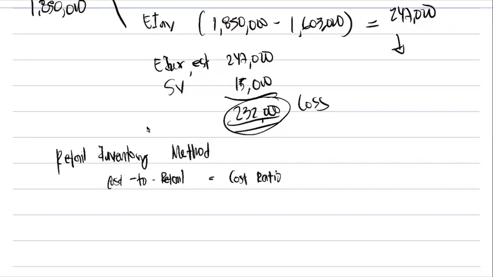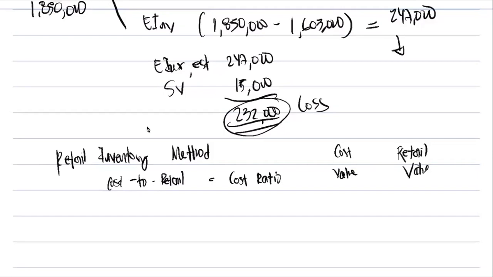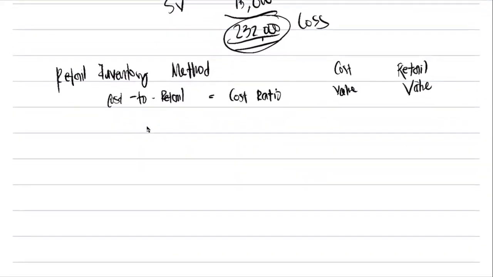So normally, you can say that this is a retail inventory method if the problem gives you a cost value and a retail value. So how do we compute now in your cost to retail ratio or cost ratio? So remember, guys, these steps that we have said a while back. First, we compute for your cost ratio.